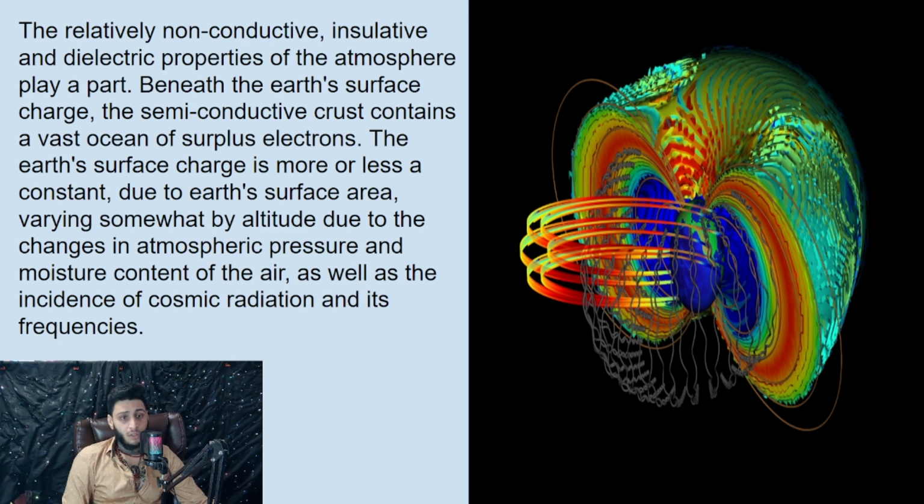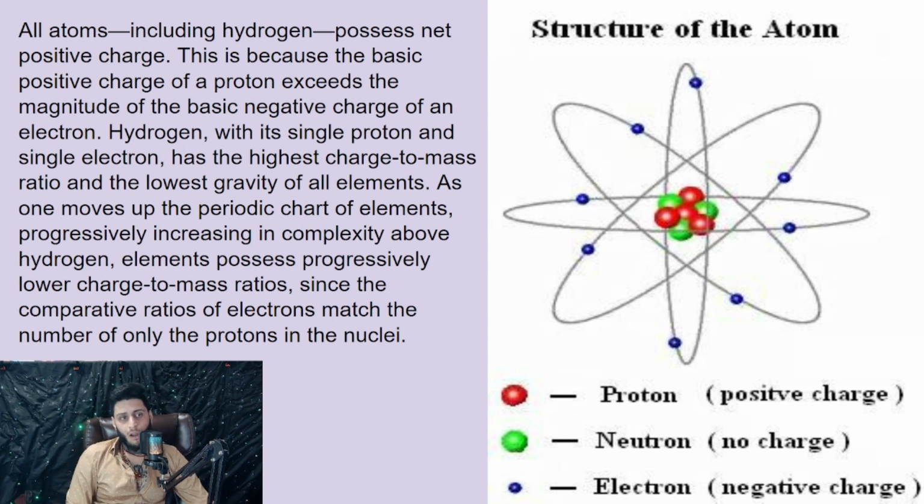The Earth's surface charge is more or less a constant due to Earth's surface area, varying somewhat by altitude due to changes in atmospheric pressure and moisture content of the air, as well as the incidence of cosmic radiation and its frequencies. All atoms, including hydrogen, possess net positive charge. This is basic. The basic positive charge of a proton exceeds the magnitude of the basic negative charge of an electron. Hydrogen, with its single proton and single electron, has the highest charge to mass ratio and the lowest gravity of all elements.